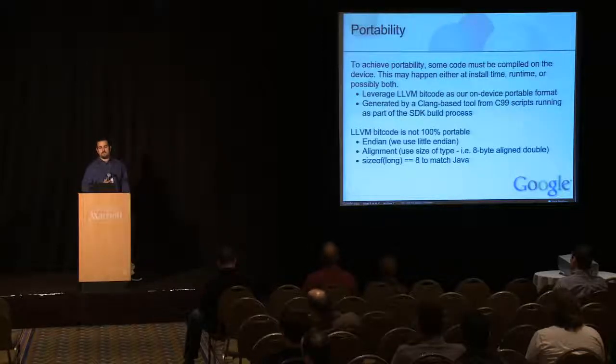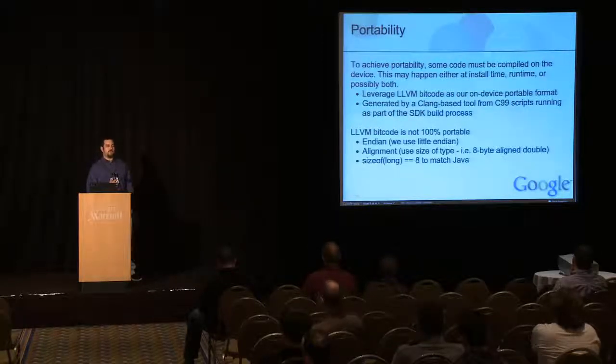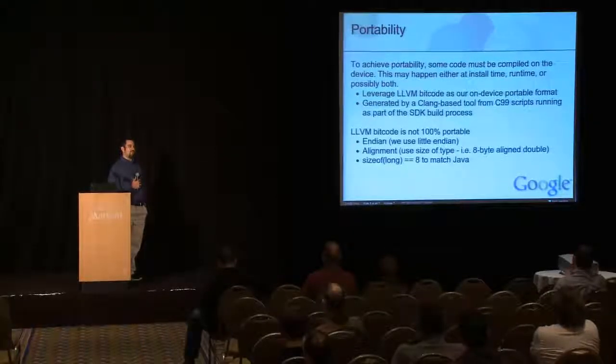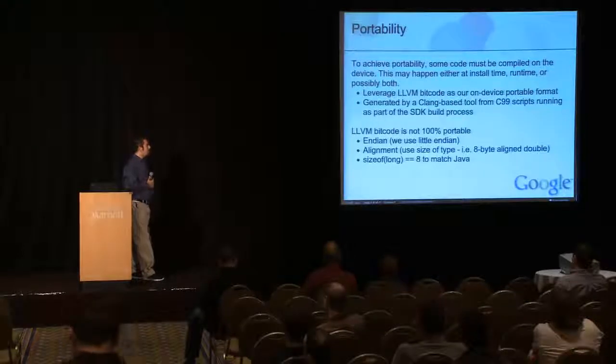And so it made sense to use something like LLVM IR because they would already have a compiler backend that was mostly there when it came time to actually exploit GPUs on mobile.